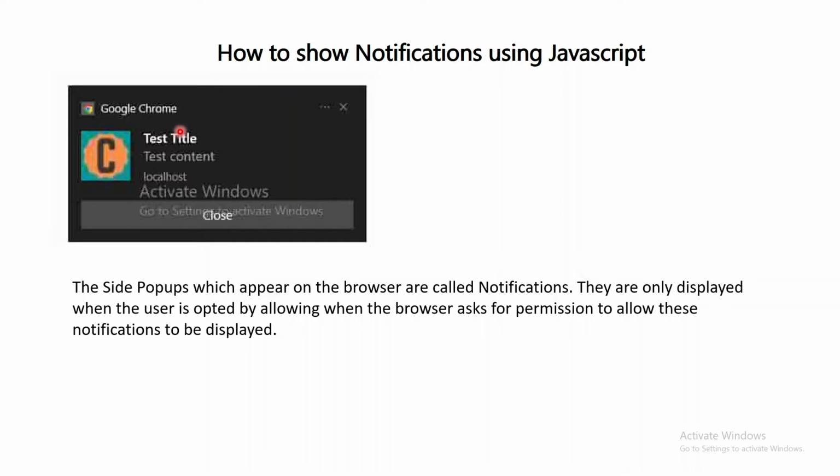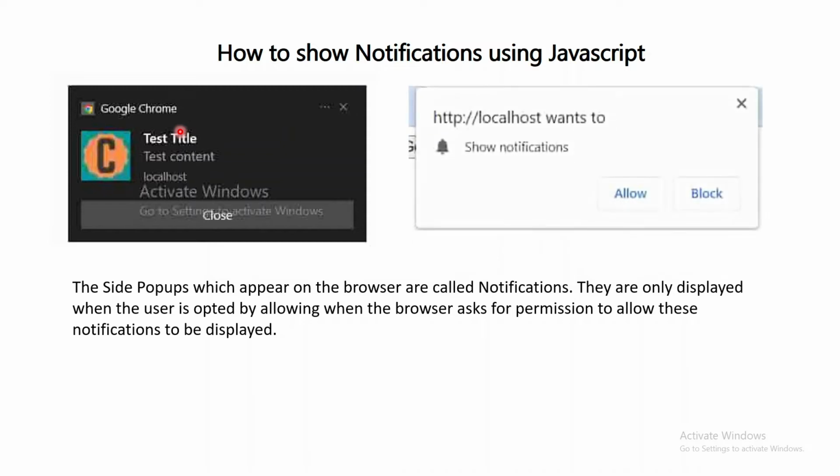For that, you need to request notification access from the client, and to do that, you have to trigger this particular alert box. This will ask the client whether to allow or block notifications on your website. If the user clicks on the allow button, then this kind of notification can be triggered.